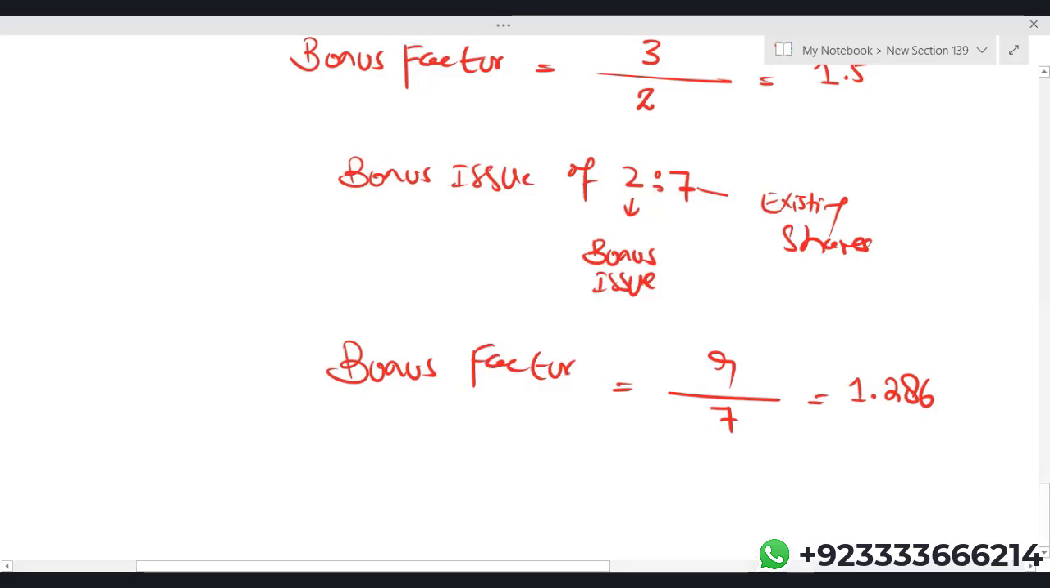Now the question is, what are we going to do with this bonus factor, adjustment factor? Basically, this bonus factor is applicable on all those shares that exist before the bonus issue. Repeat. Bonus factor is applicable on all those shares that exist before the bonus issue.